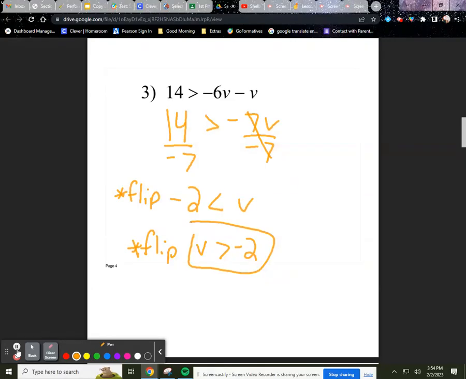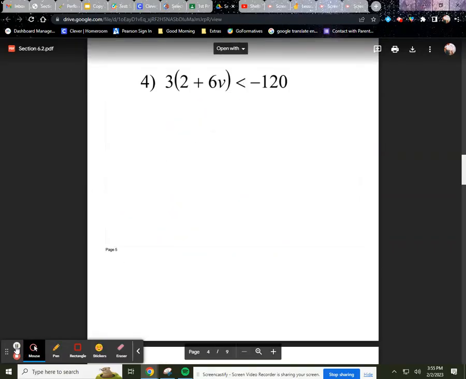So for this one, we had to combine like terms. We get -7v, and then we divide both sides by -7. Notice right here we had to flip because we divided by a negative. Then I had to flip again to get my variable on the left-hand side. Please try number 4.